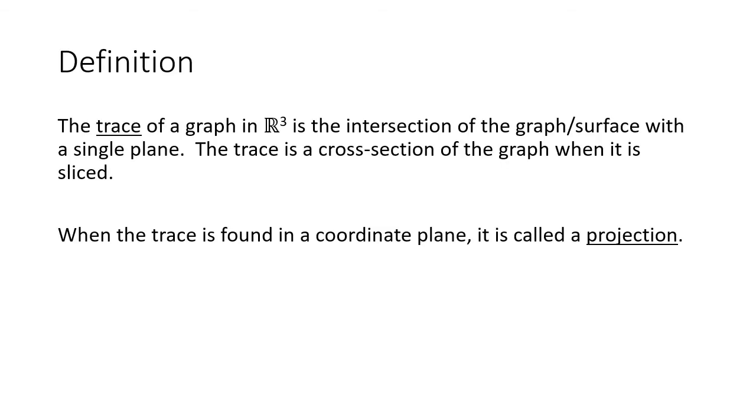Our first definition: the trace of a graph in R3 is the intersection of that graph or surface with a single plane. If that trace is a cross-section of the graph when it's sliced by a coordinate plane, we call that a projection. So basically, think of some surface in 3-space that you're slicing with a piece of paper and seeing what it would look like on that piece of paper. If it's in a coordinate plane, it's called a projection. Otherwise, the more general term is just a trace.